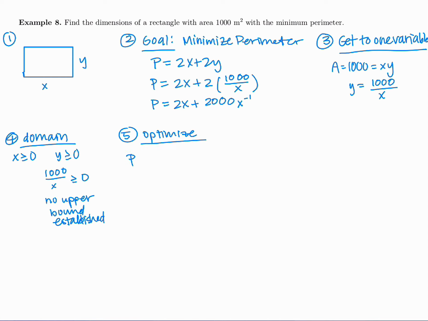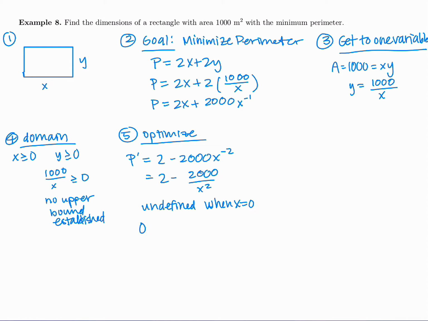So I need my derivative. p prime would be 2 minus 2,000 x to the negative 2, or 2 minus 2,000 over x squared. This is undefined when x is 0. And then when does it equal 0? We'll set it equal to 0 real quick. 0 equals 2 minus 2,000 over x squared.